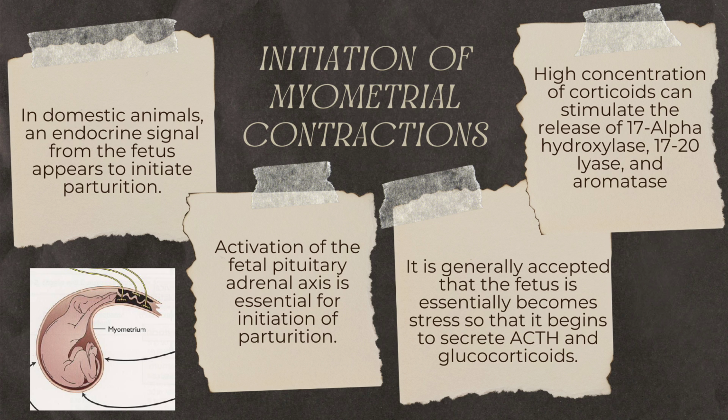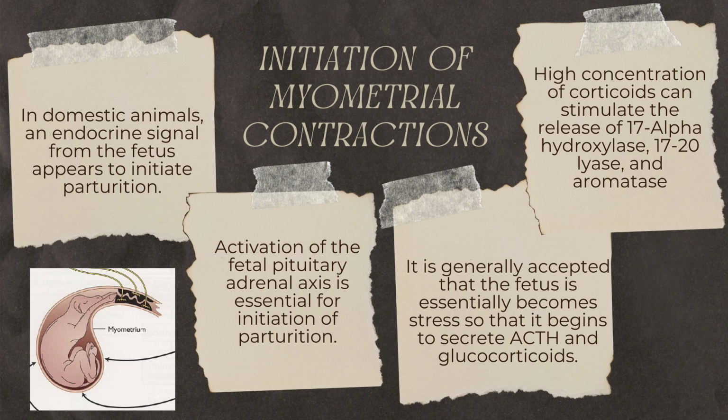Stage 1 is the initiation of myometrial contractions. In domestic animals, an endocrine signal from the fetus appears to initiate parturition. The activation of the fetal pituitary-adrenal axis is essential for initiation of parturition. It is generally accepted that the fetus essentially becomes stressed, so that it begins to secrete ACTH and glucocorticoids.